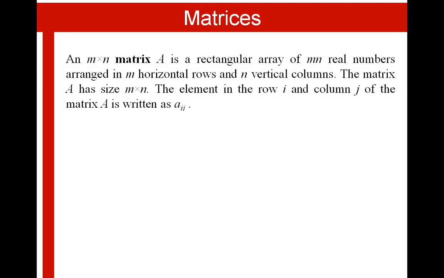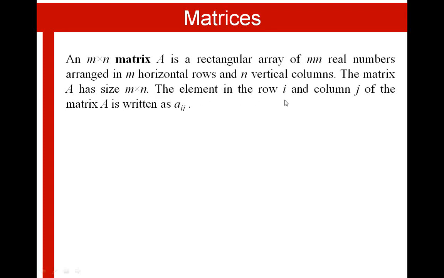To begin with, we start by defining a matrix. What is a matrix? We can say an m by n matrix A is a rectangular array. In other words, a rectangular list of real numbers arranged in m horizontal rows and n vertical columns. The matrix A has size m by n.